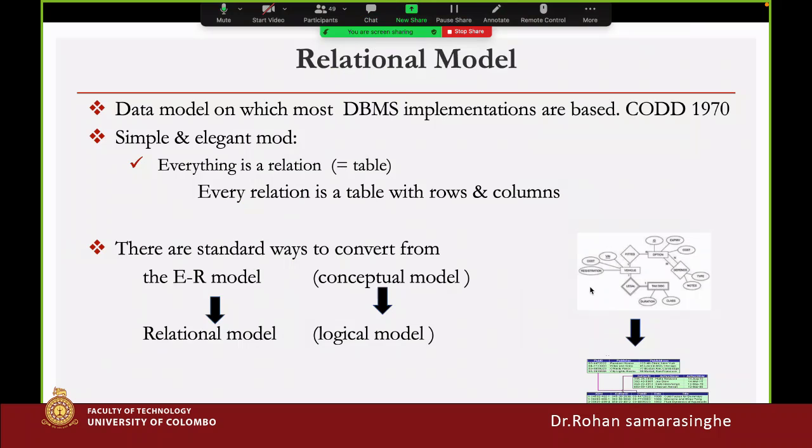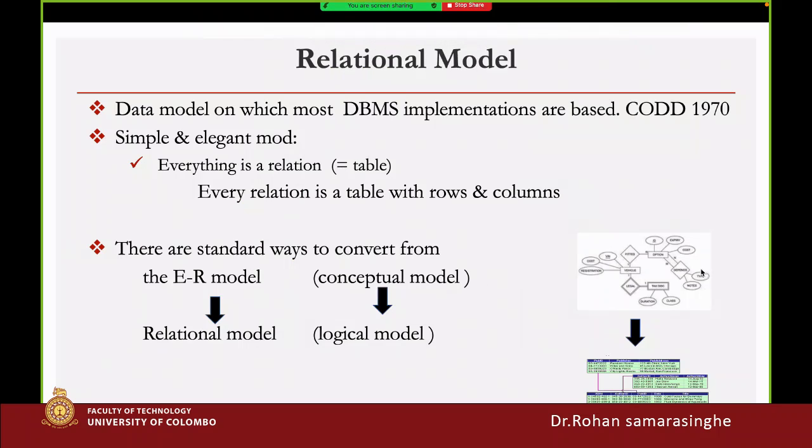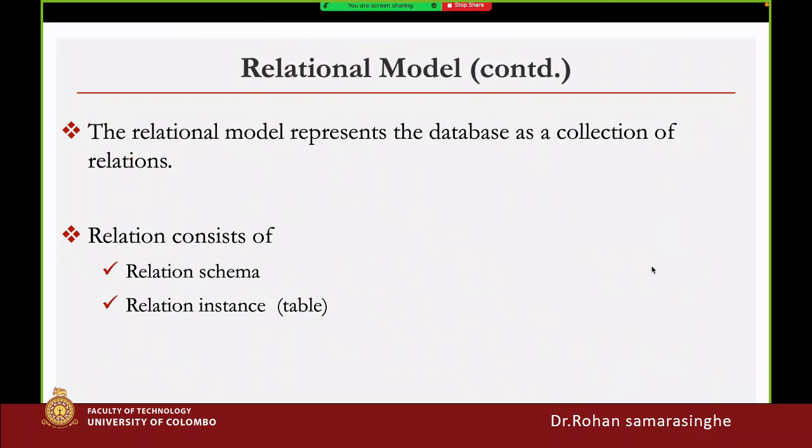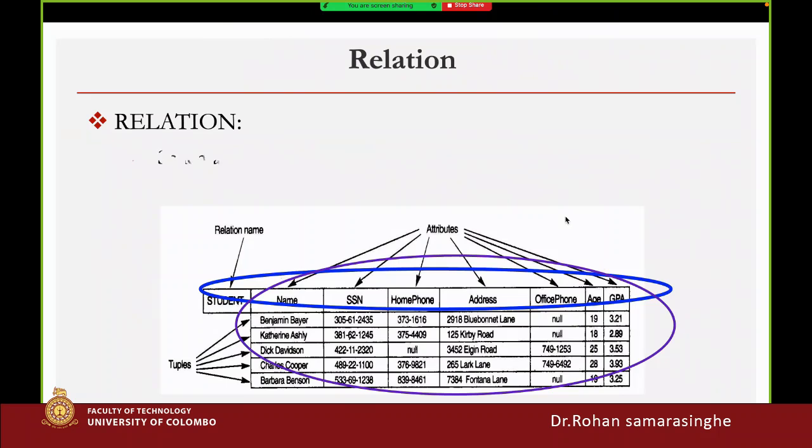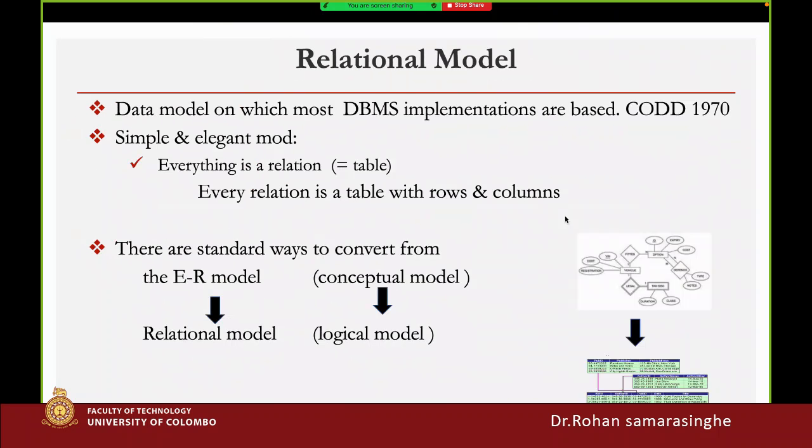Okay, then you can see this ER model converted to tables. The ER model is converted to the relational model. Actually, this is called the conceptual model, and when you consider the relational model, it is called the logical model. So you can indicate in these tables what the primary keys are and how to connect these tables to each other.